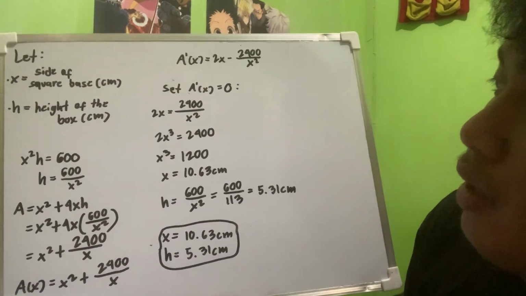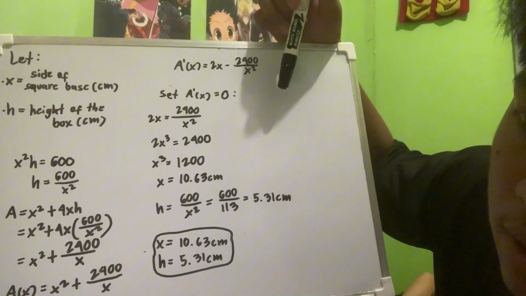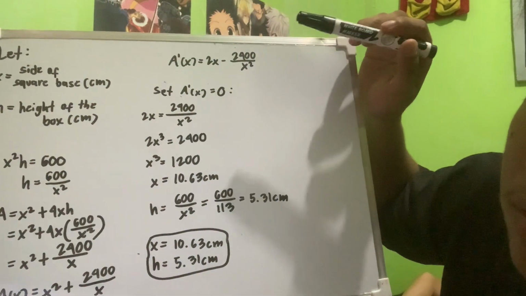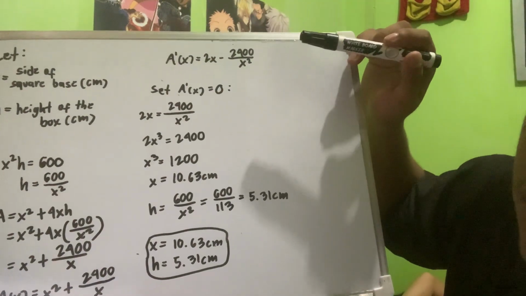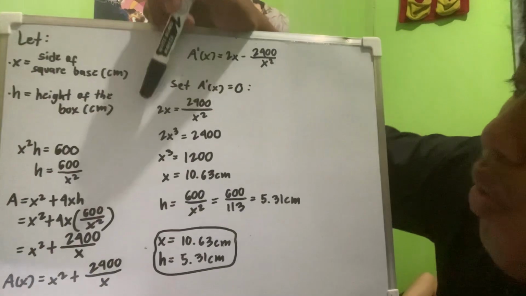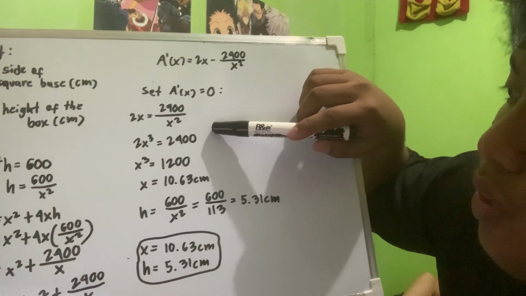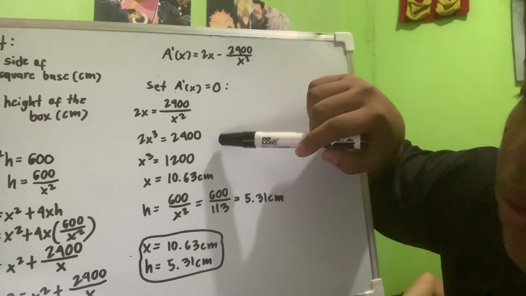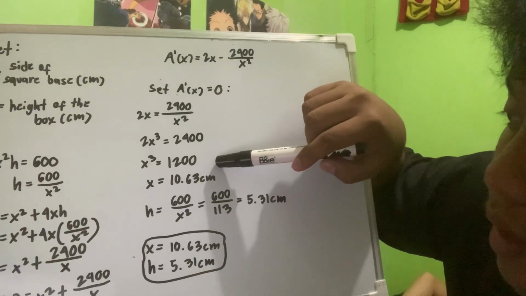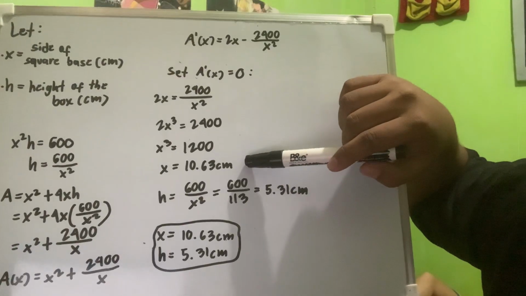So now we set A prime of x equal to 0. We differentiate it and solve A prime of x equals 0 to find x, then h. So 2x equals 2,400 over x squared. So 2x cubed equals 2,400, then x cubed equals 1,200. So we solved x, which is 10.63 cm.